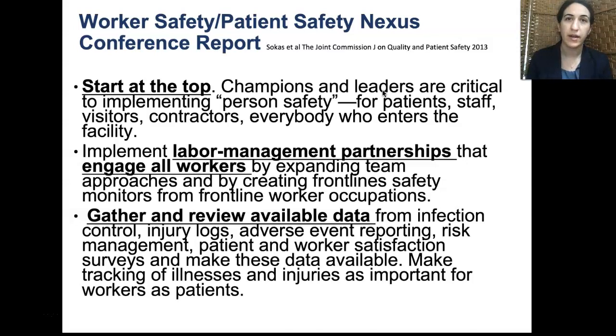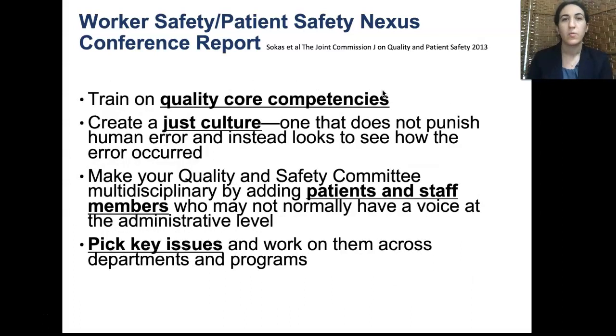Second, frontline caregivers provide important insights about the patient. Data is also critically important to identify problems and to make sure that solutions are working. Workers need to know how to do their jobs well as well as how to do them safely. The concept of a just culture is one that does not punish human error, but instead attempts to address the error by examining how it occurred.